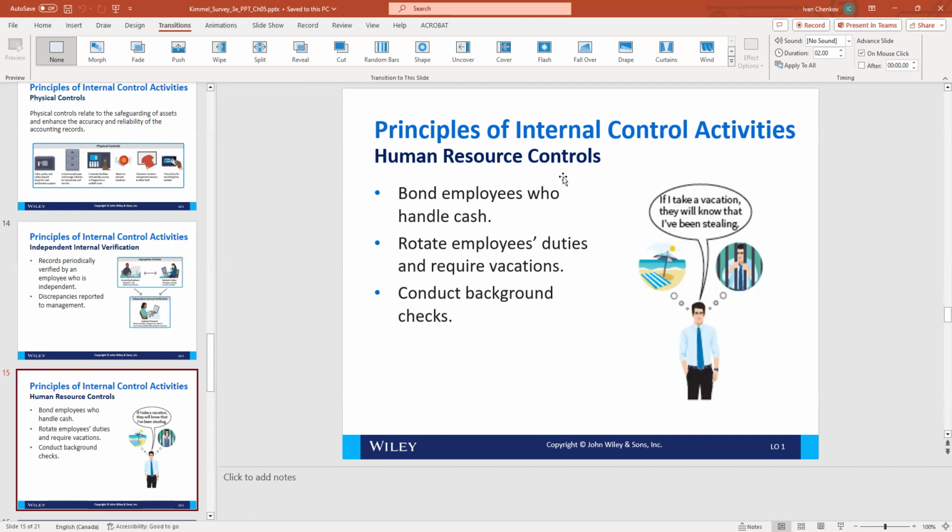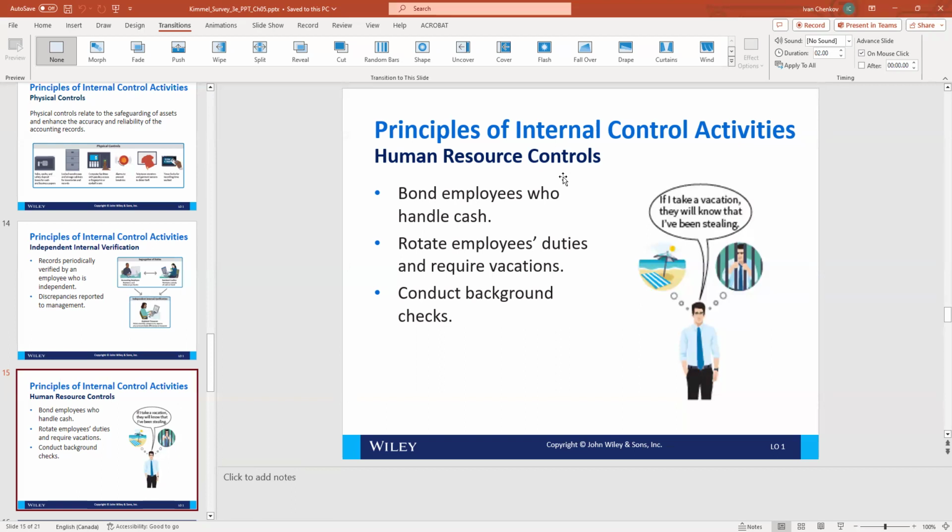First, check the previous work experience. Second, check the references of the employee. And third, if you hire him to deal with the cash or with something more important, check the criminal record. Ask him to go to the police and do the criminal record check.